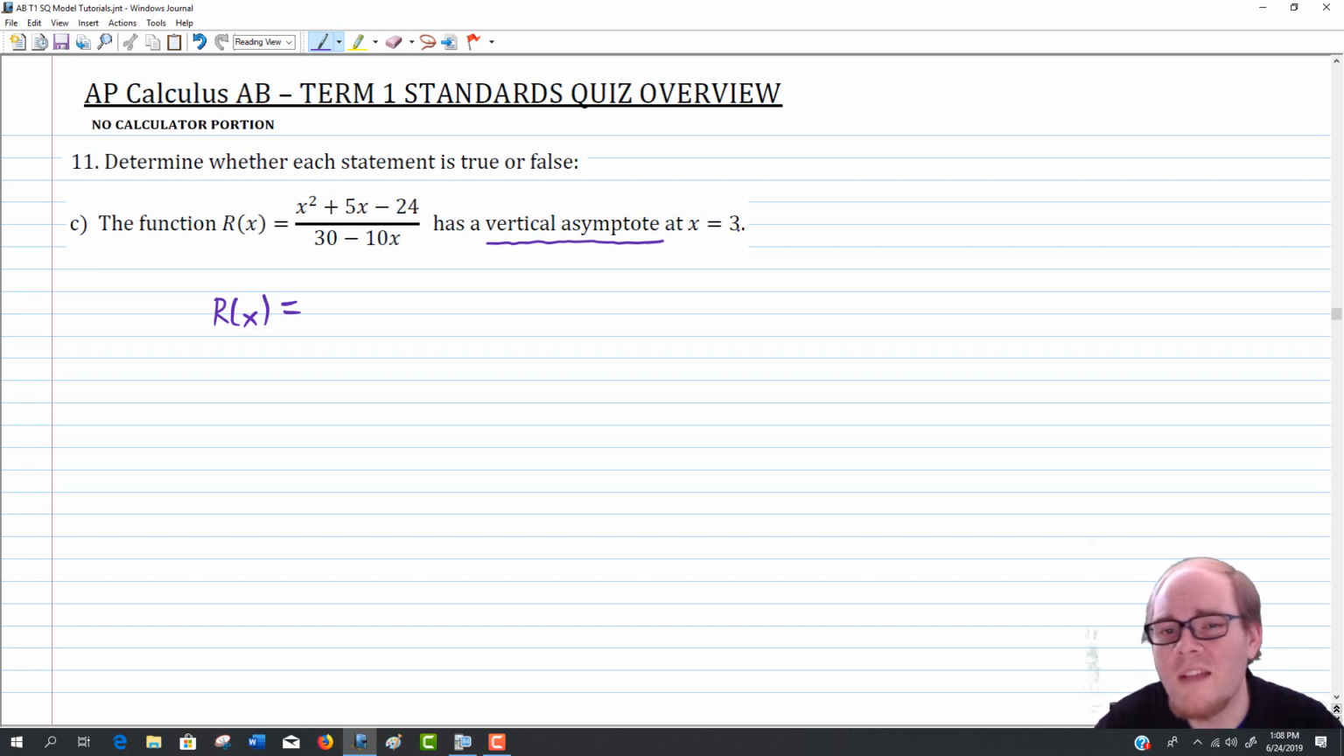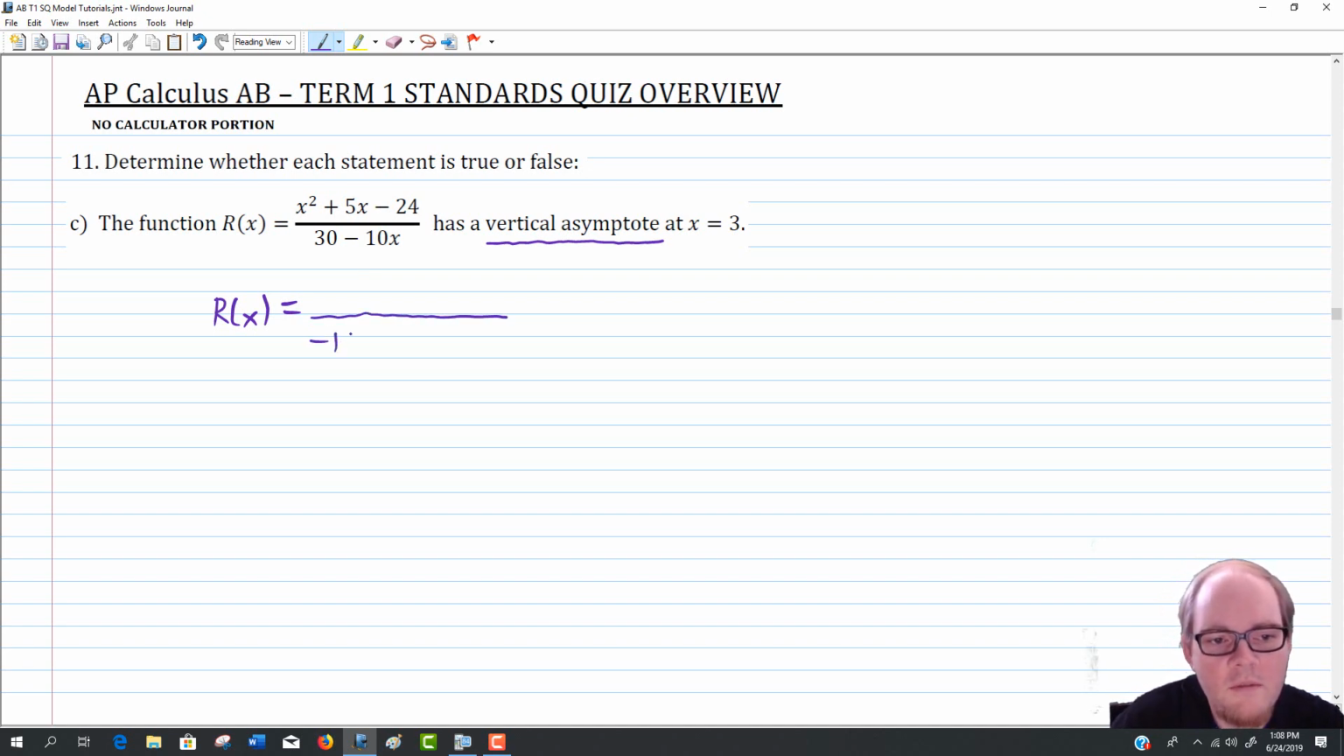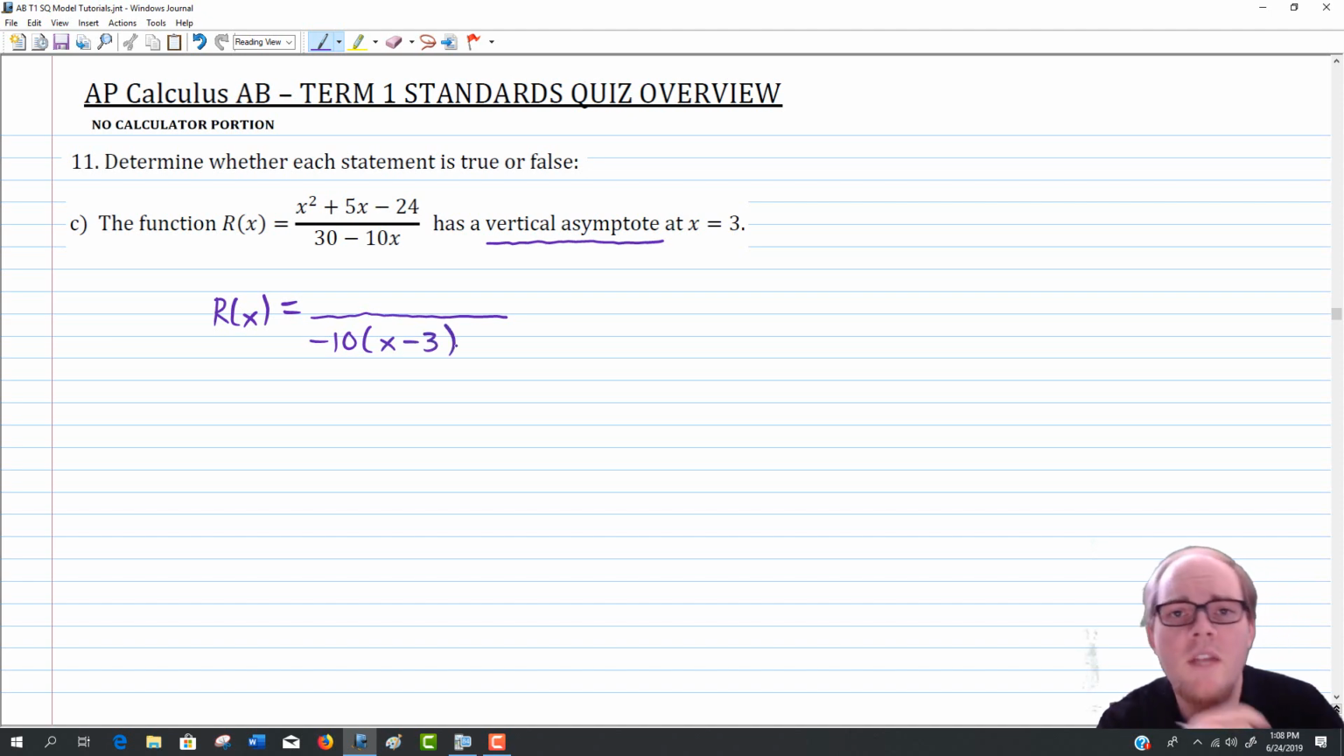Because as of right now, for a vertical asymptote at 3, I see that 30 minus 30 in the denominator does equal 0. It seems like it might be a candidate, but let's find out. So in factoring this guy, I'm going to first factor out my denominator. I'm going to factor out a negative 10, and it'll leave me with negative 10 times the quantity x minus 3. So it doesn't really help us a whole lot, but at least we can see that there is a potential for a vertical asymptote down there.